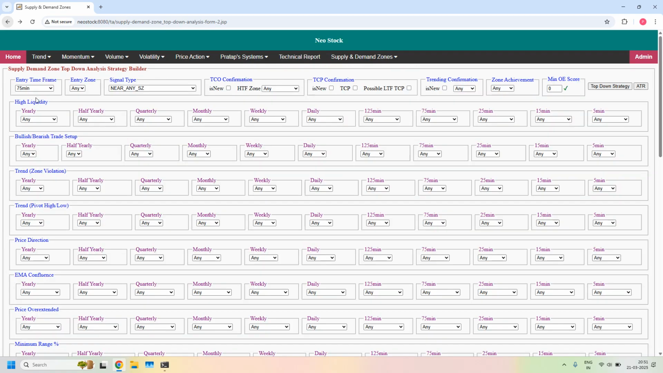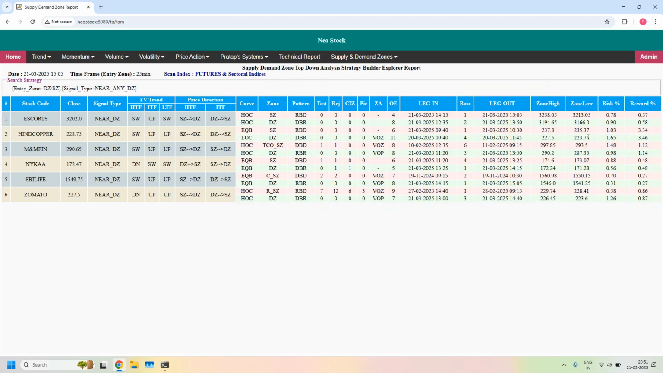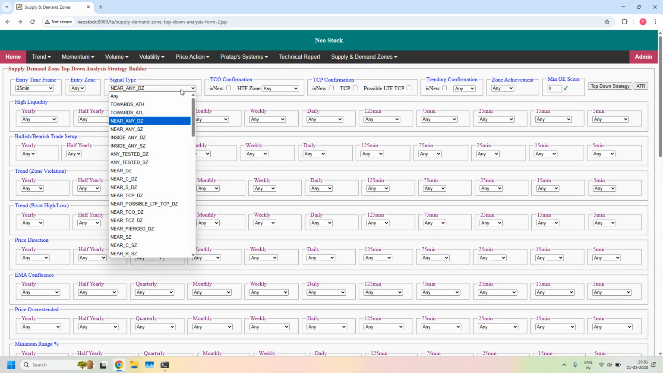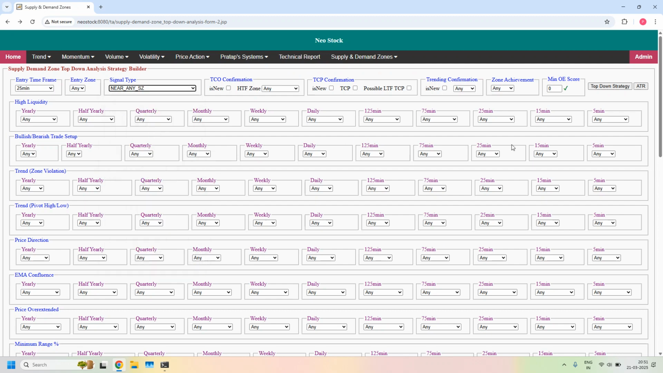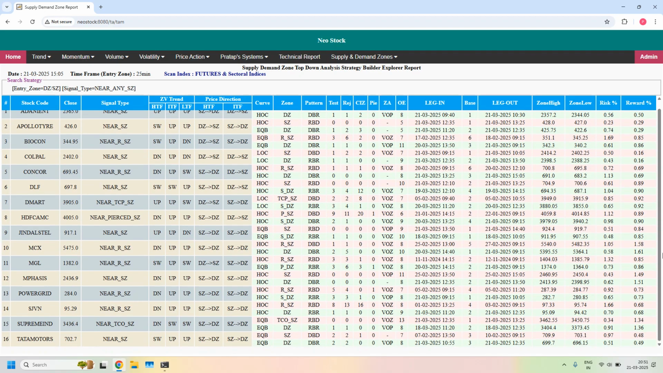Okay, next time frame is 25 minutes. Stocks near 25 minutes demand zone. We got 6 stocks. Next, stocks near 25 minutes supply zone. We got 16 stocks. So first 15 stocks in the list. Scrolling the list down. So total 16 stocks are filtered.